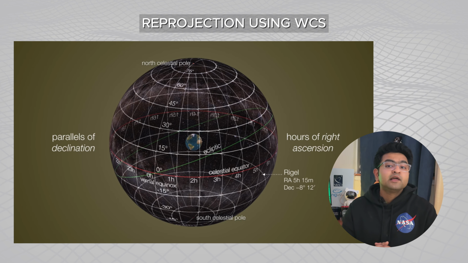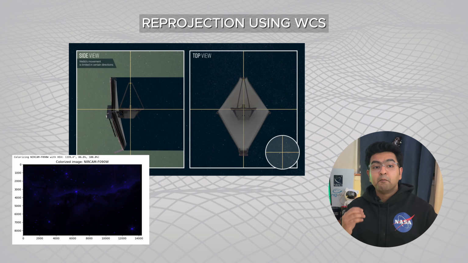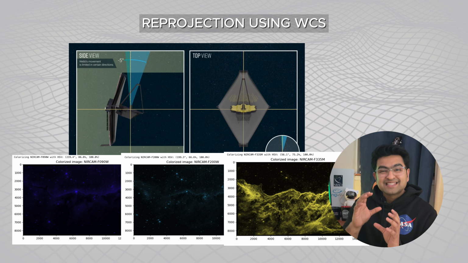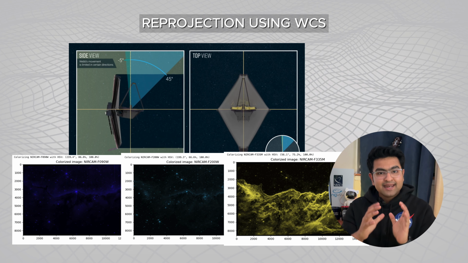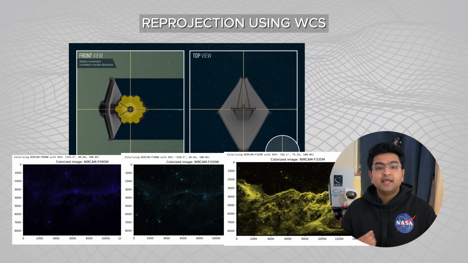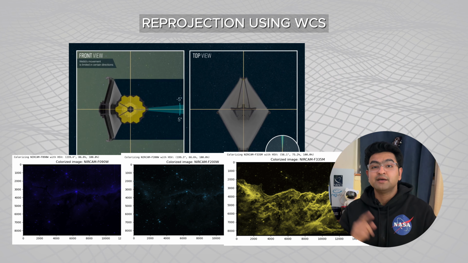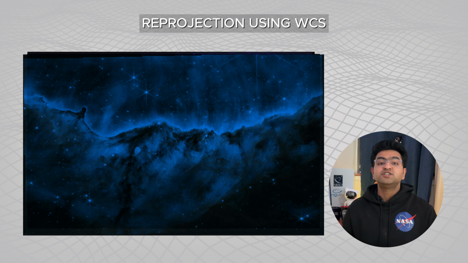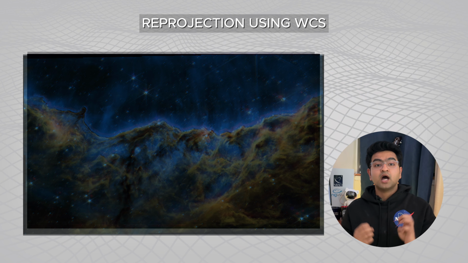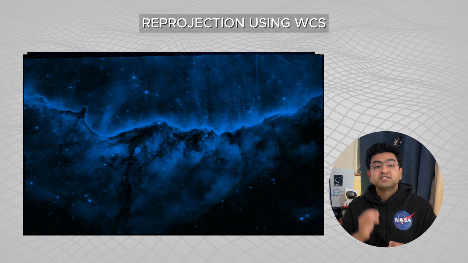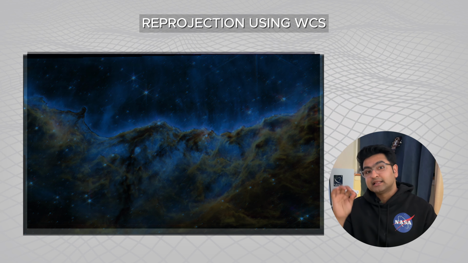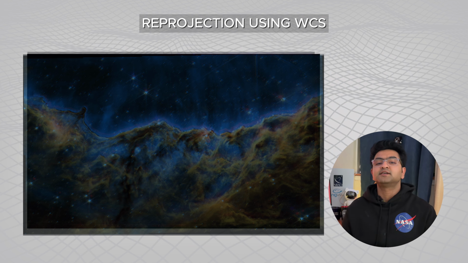For the Carina Nebula images, each filter might have been captured at slightly different times and telescope orientations, meaning that the raw images do not perfectly overlap if you try to stack them as they are. This reprojection ensures that a specific feature, like a particular young star or gas filament, appears in exactly the same pixel location across all filtered images.